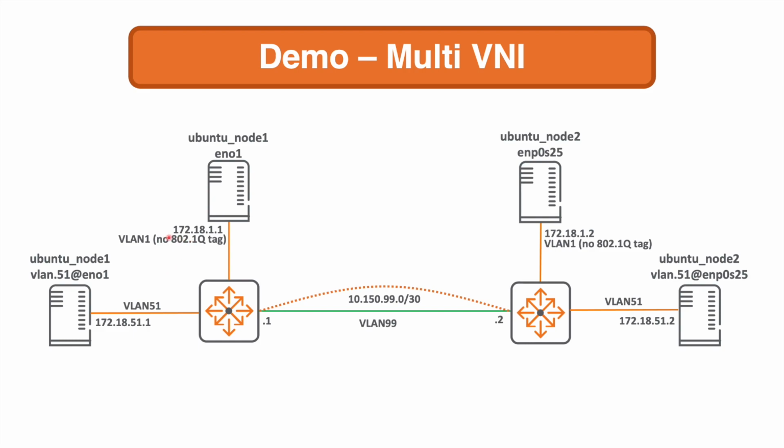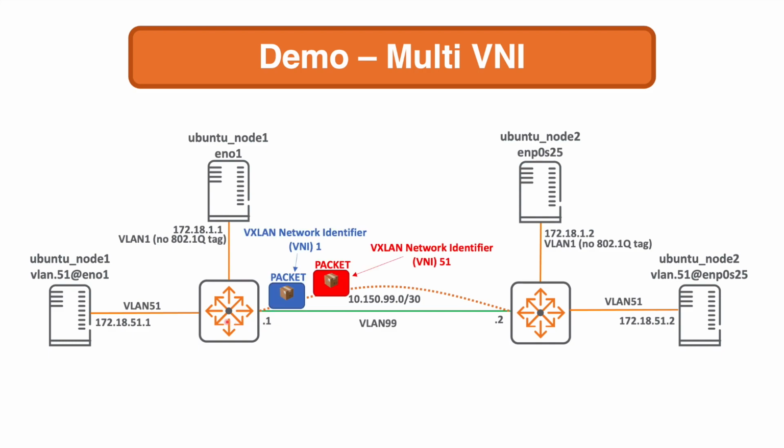So one sits in the 172.18.1 subnet and sends traffic without a VLAN tag. And the new interface on Ubuntu node 1 sends traffic that is tagged with VLAN 51 and sits in the 172.18.51, and it's a /29. Then over here, same thing again. Ubuntu node 2's got a new VLAN 51 interface, and that is configured in the same /29 with .2.